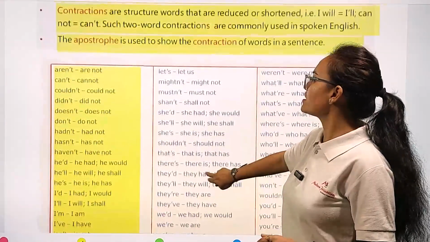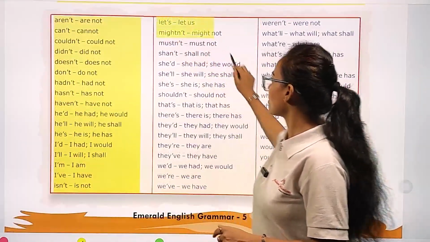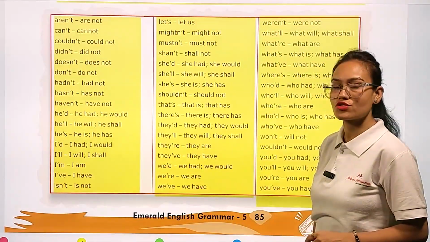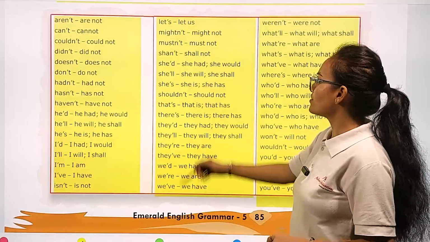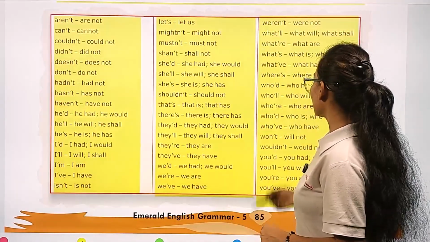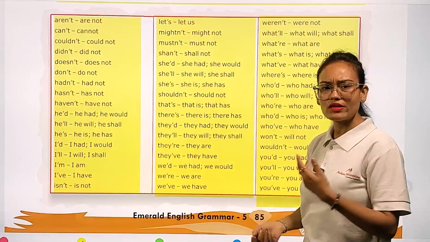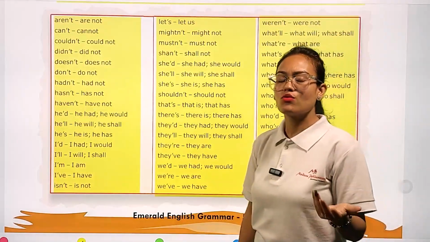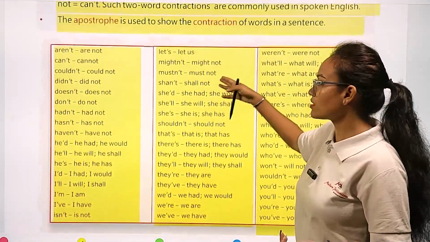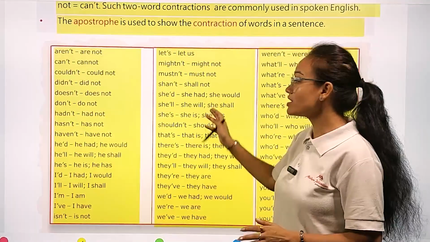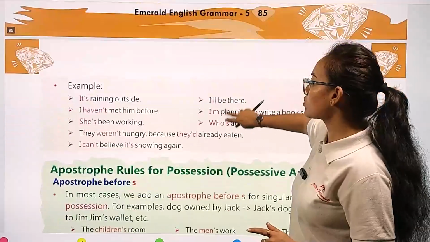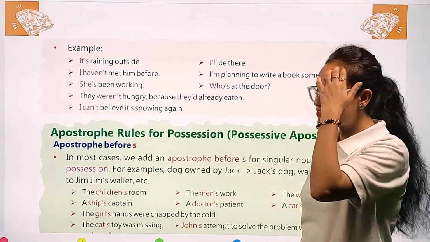Similarly, in this way you can see these two tables are also showing the contracted words with the help of the apostrophe punctuation mark, like she will, shouldn't, they are, we are, would, who will, what's, what are. All these are contracted words with the help of the apostrophe punctuation mark. So just go thoroughly through this table. Now examples we are going to see on which this apostrophe is based.